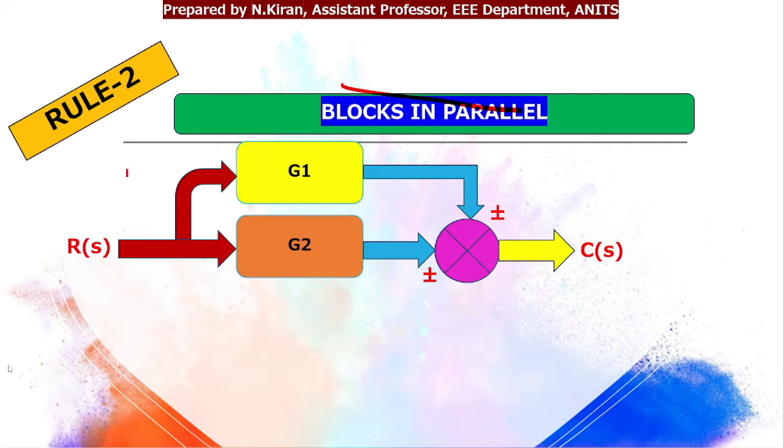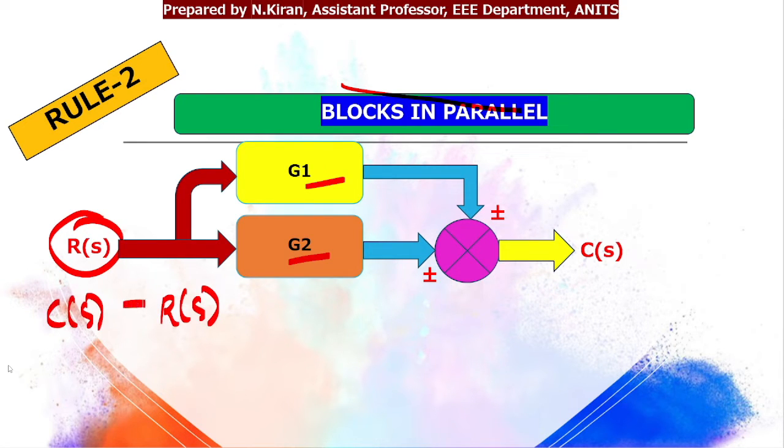Coming to the second rule, the blocks in parallel. Here both the blocks G1 and G2 have the common input R of S. This is the expression for C of S, which is R of S into G1 plus or minus G2. Both blocks are getting added to the same summing point, so it is plus or minus G1 plus or minus G2.